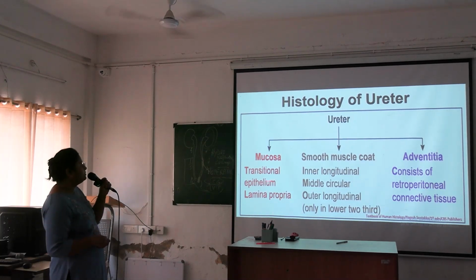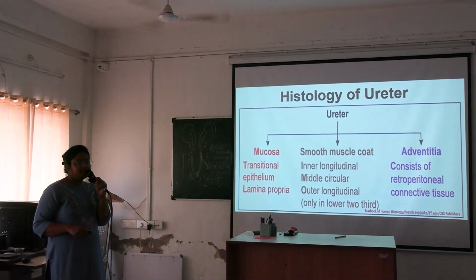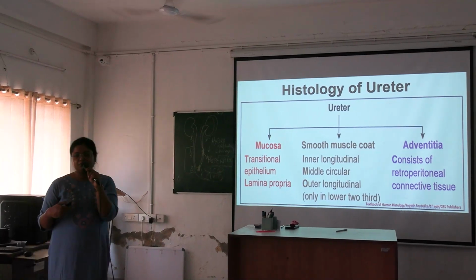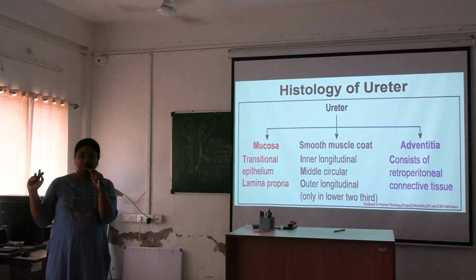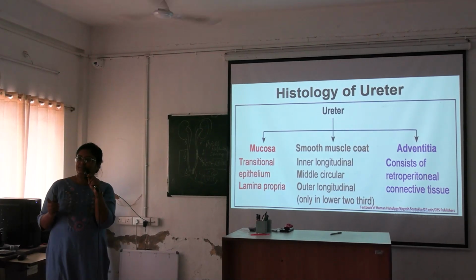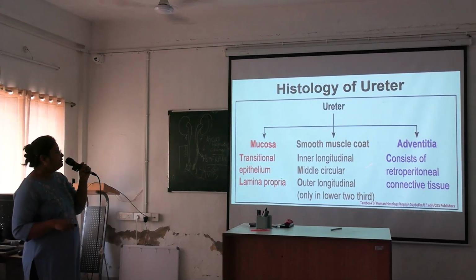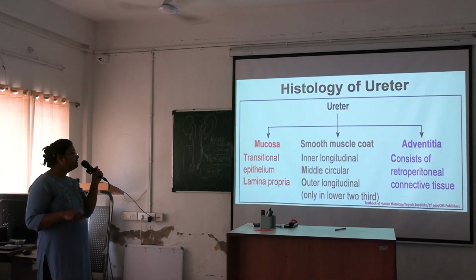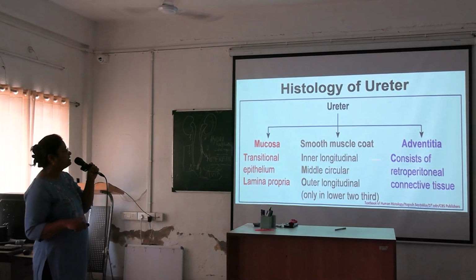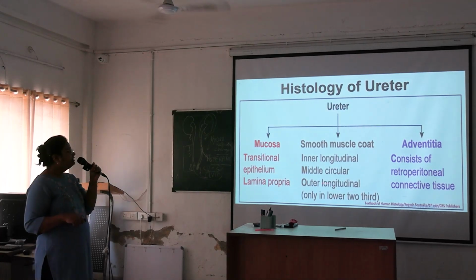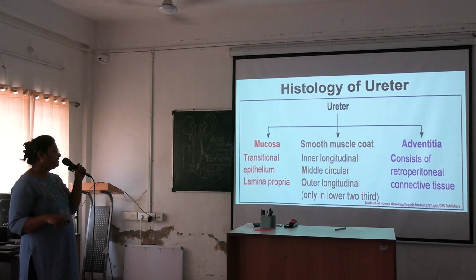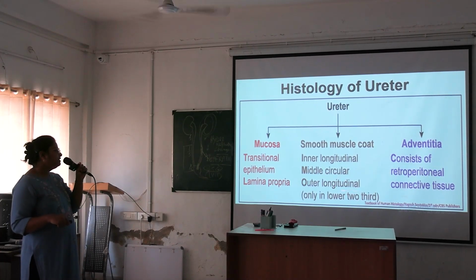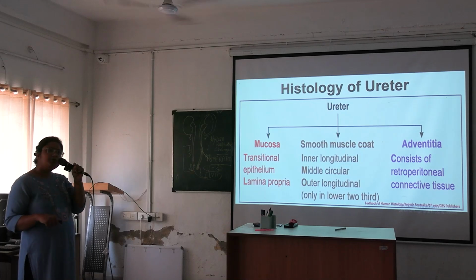And there is also lamina propria. This is a connective tissue layer. But here you notice there is no muscularis mucosa. Muscularis mucosa was present in the GI system. Next, there will be smooth muscle coat. Smooth muscle coat has three layers: inner longitudinal layer, middle circular layer, and outermost longitudinal layer. Outer longitudinal layer is present only in the lower two-third.